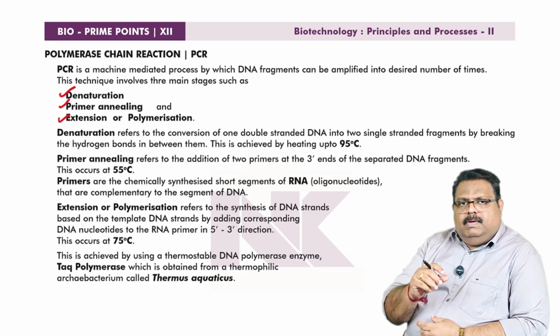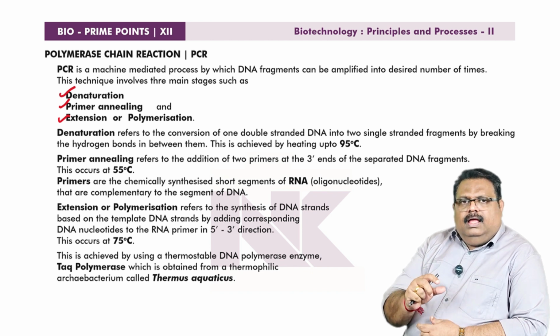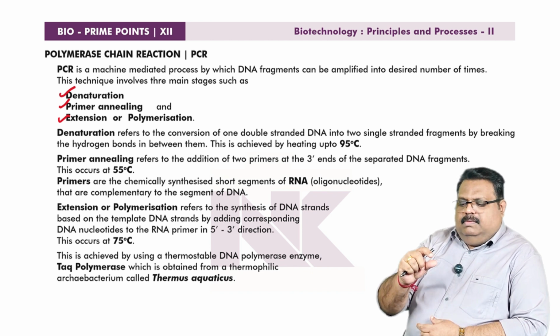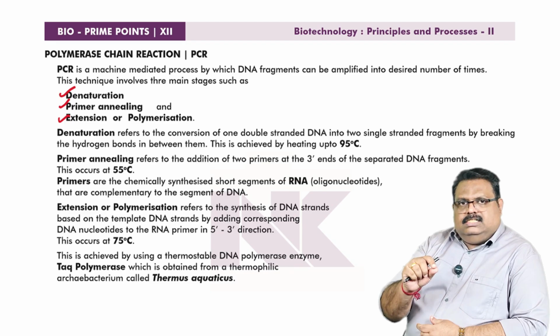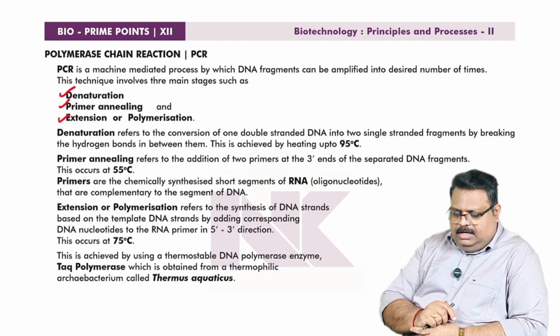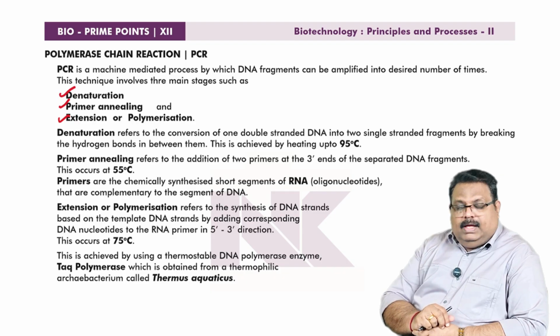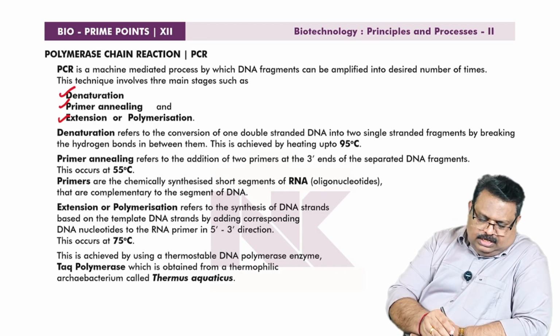And this is made possible by heating up to 95 degrees centigrade so that the hydrogen bonds between the two strands will be broken and the dsDNA is separated as ssDNA fragments. Okay. The denaturation refers to the conversion of one double-stranded DNA into two single-stranded fragments by breaking the hydrogen bonds in between them. This is achieved by heating up to 95 degrees centigrade.